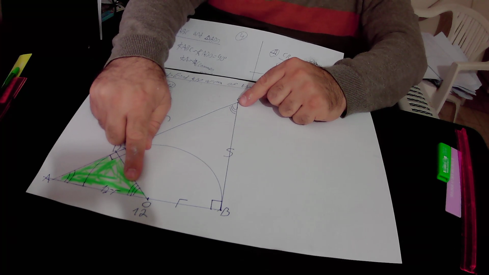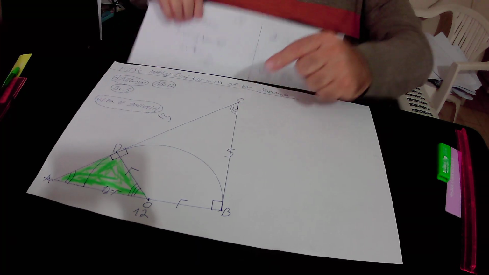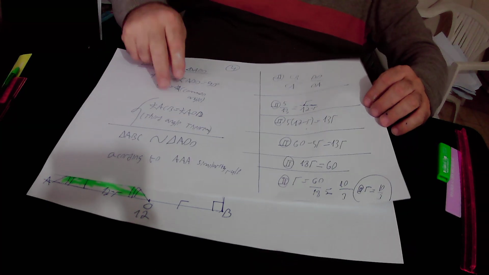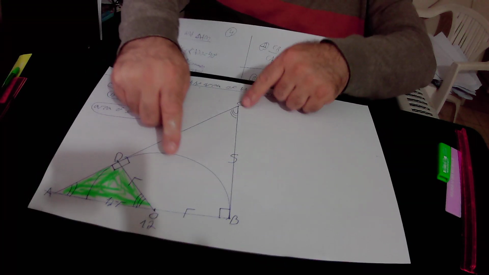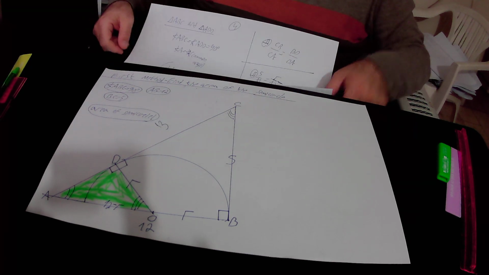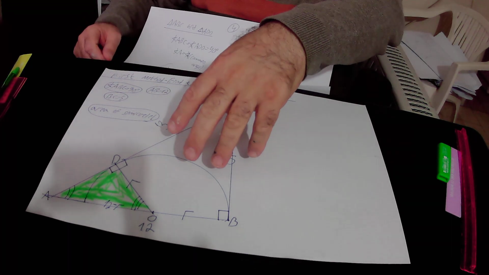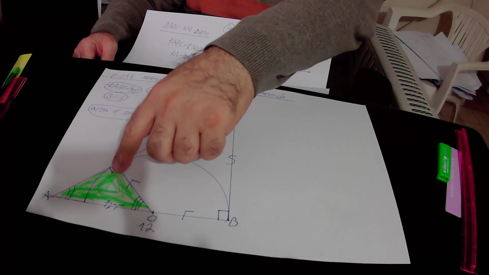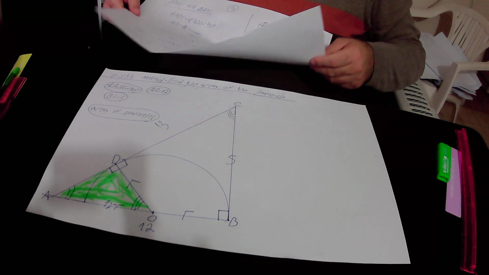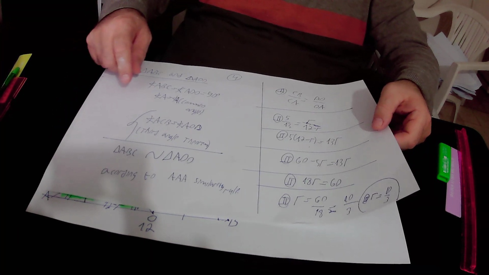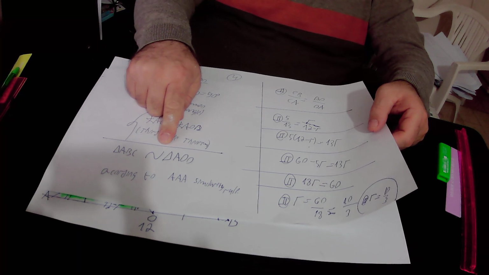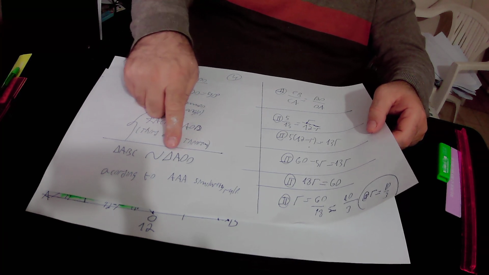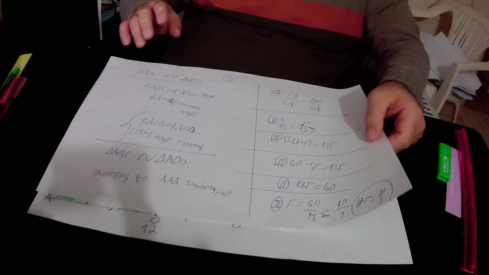Therefore, angle ACB equals angle AOD. Those two angles are equal to each other according to the third angle theorem. So we proved that all three angles in triangle ABC correspond to all three angles in the green triangle. Therefore, triangle ABC is similar to triangle AOD according to the angle similarity rule.